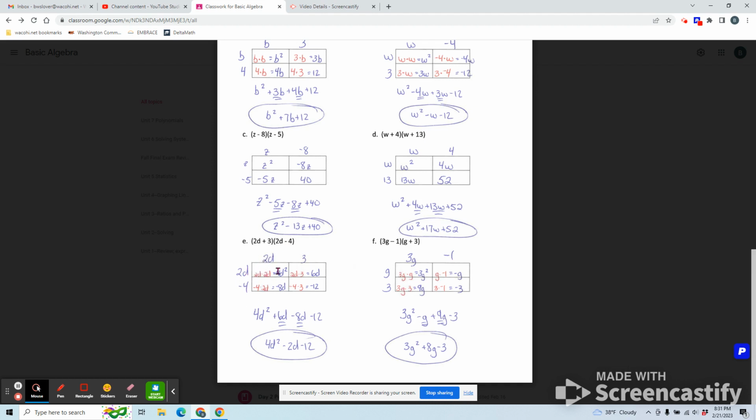2d times 2d is 4d squared. 2d times 3 is 6d. 2d times negative 4 is negative 8d. And then negative 4 times 3 is negative 12. So I find all of the areas. I write them all out, collect like terms, and here's my answer.